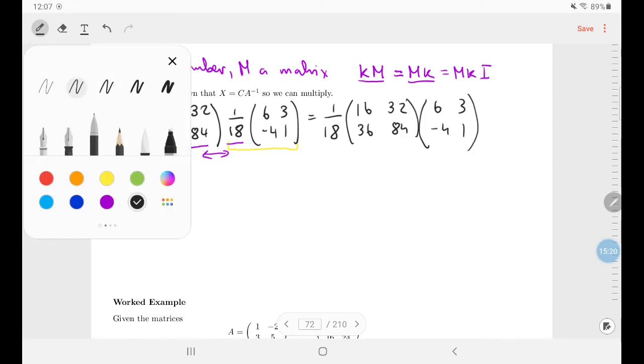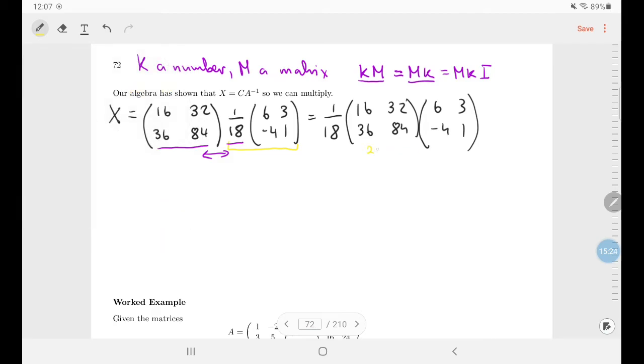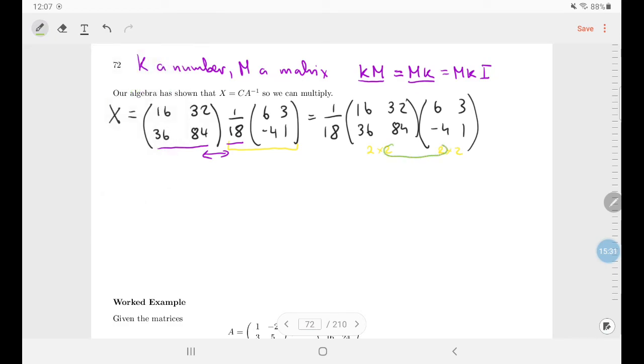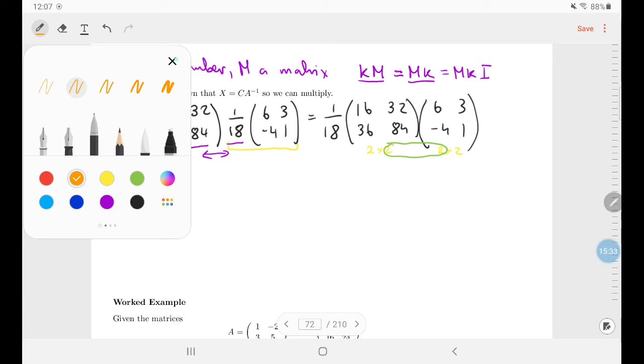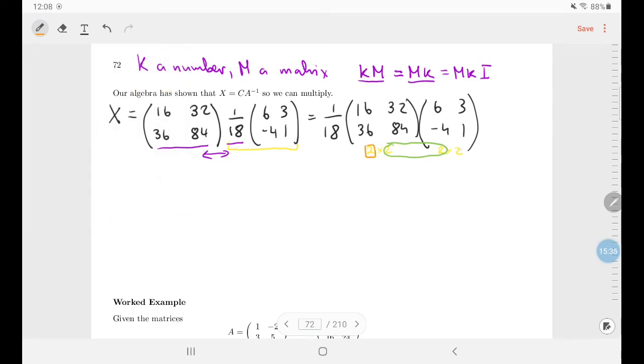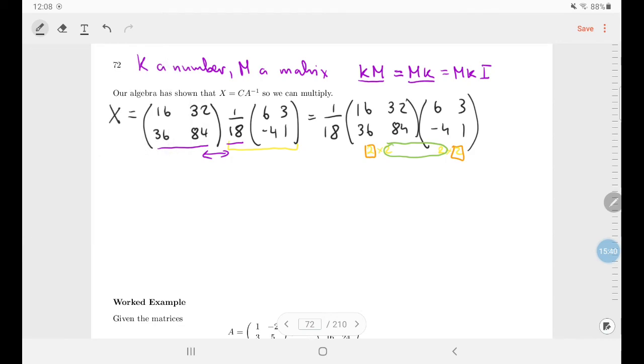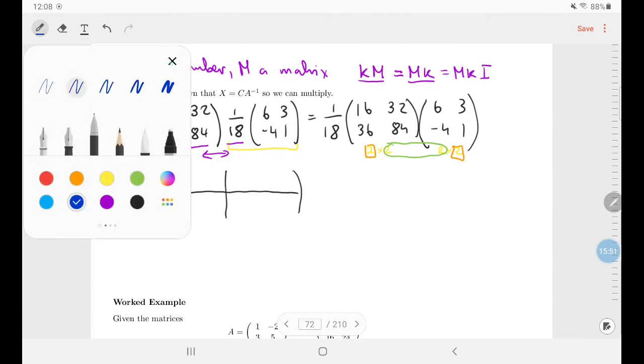As usual, let's look at the sizes of these matrices. This is a 2 by 2, and this is a 2 by 2. Those middle numbers do match. The outside numbers are 2 and 2, so we're going to get a 2 by 2, but remember we also have the 1/18 knocking around, which we'll deal with at the end. I might have to go and look at the calculator. We'll see how we get on, see how tired I am.